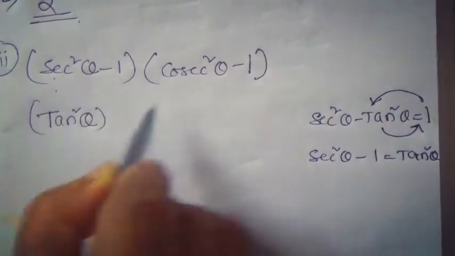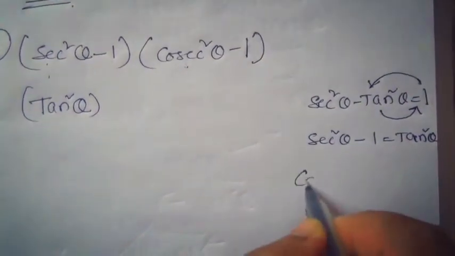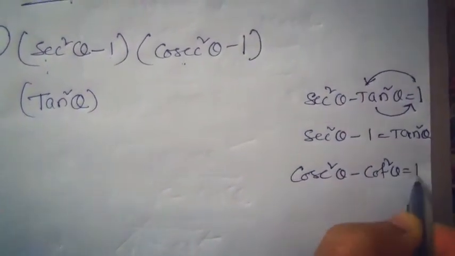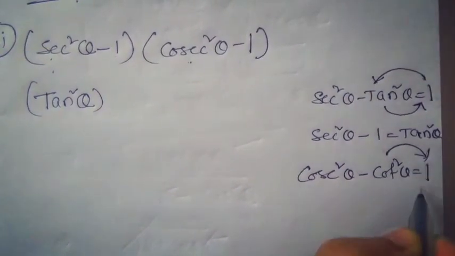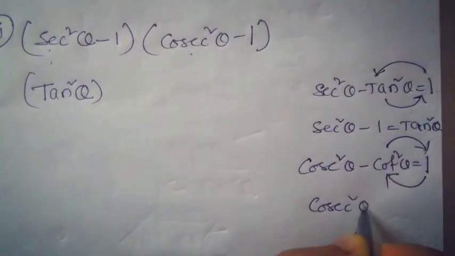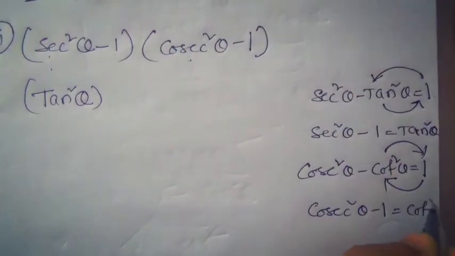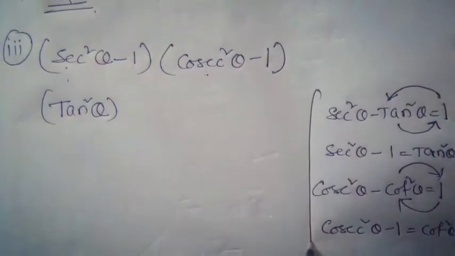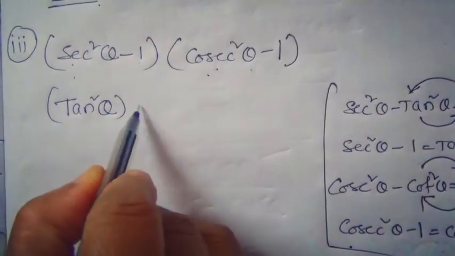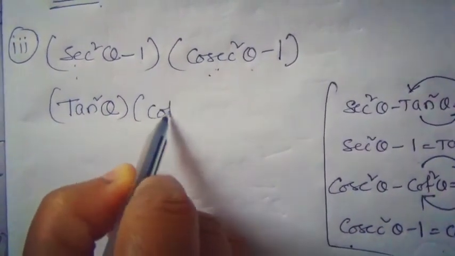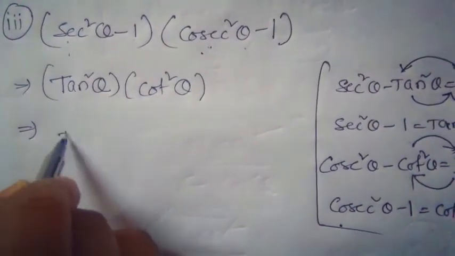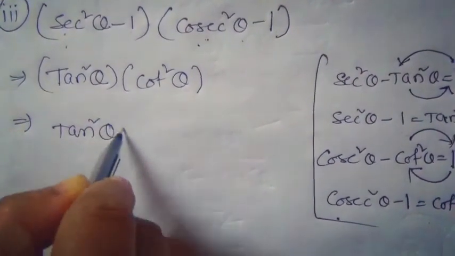Okay, this one: cosecant square theta minus cot square theta is equal to 1. We just take the cot to the other side and the 1 to this side. So cosecant square theta minus 1 is equal to cot square theta. By using these formulas, I am changing cosecant square theta minus 1 to cot square theta. That implies tan square theta, you just keep in the same way.